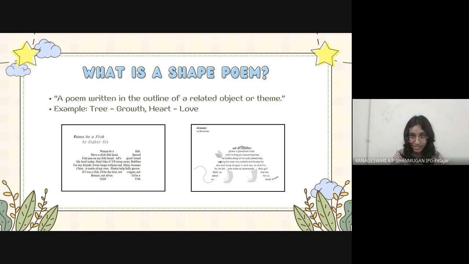So now let me show you a few examples on Canva. As you can see, these poems are not written in regular straight lines. Instead, the words form the shape of the object, which helps convey the emotions tied to it. You can see there is a shape poem entitled Wanna Be a Fish, which is in the shape of a fish and conveys the emotion tied to the fish. And there is also another shape poem titled Anteater. So you can see here it expresses an object's characteristic through the poem.